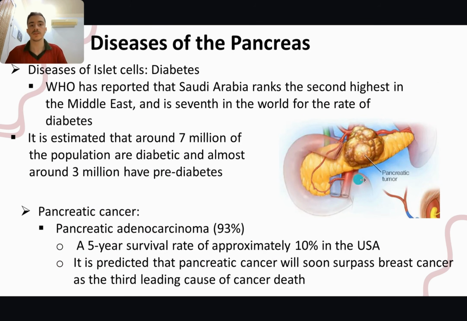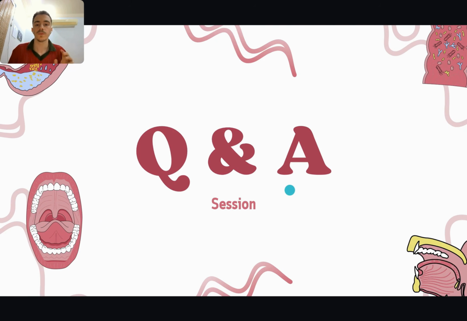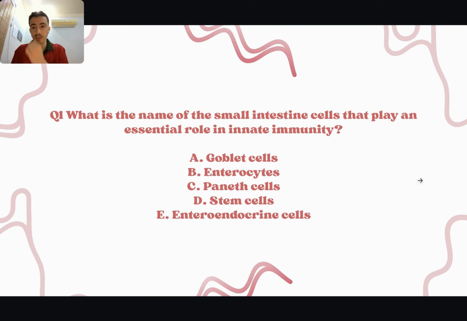Another disease of the pancreas, we have diabetes, as everyone knows, and we have pancreatic cancer too. Okay, we finished, alhamdulillah. Now we have the question and answer session. What is the name of the small intestine cells that play an essential role in innate immunity? Right, it's the Paneth cells.